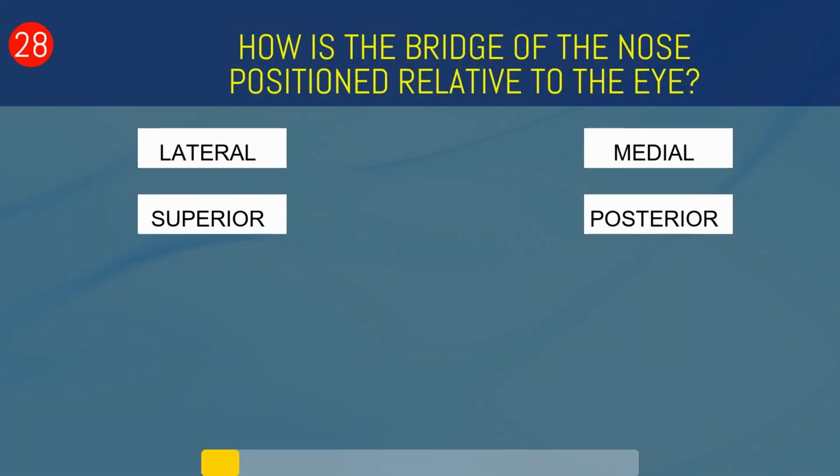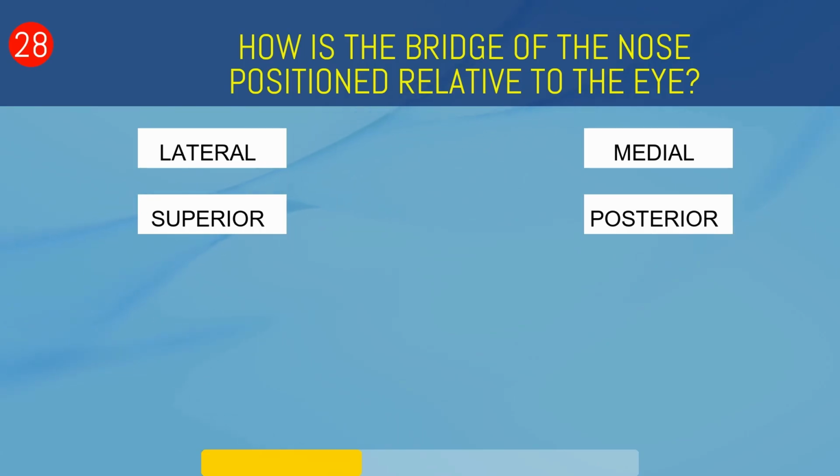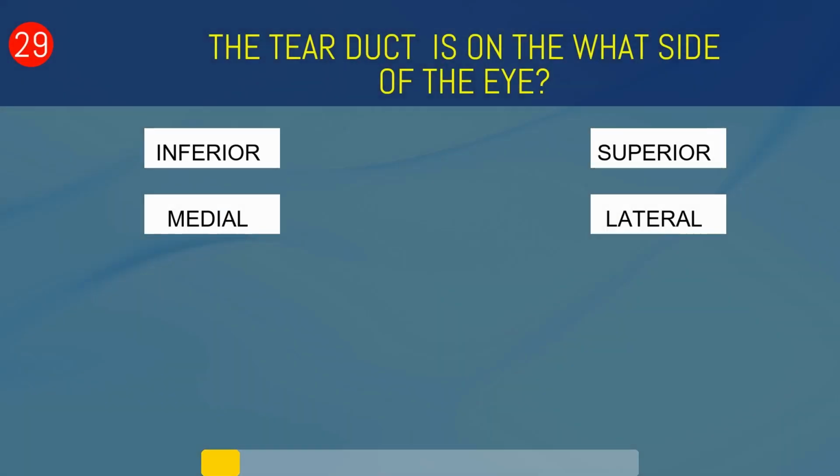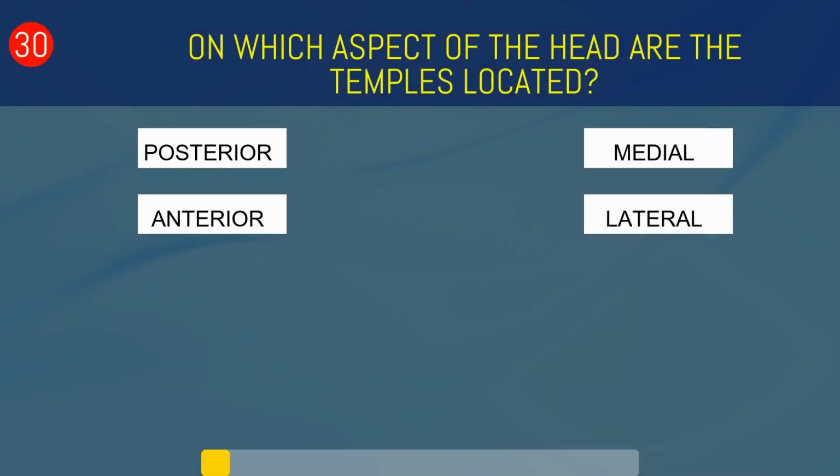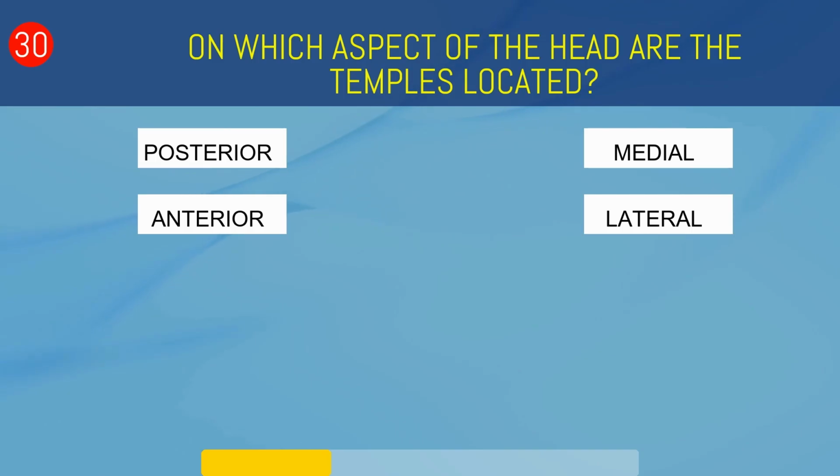Inferior. How is the bridge of the nose positioned relative to the eye? Lateral, superior, medial, or posterior? Medial. The tear duct is on the what side of the eye? Inferior, medial, superior, or lateral? Medial. On which aspect of the head are the temples located? Posterior, anterior, medial, or lateral?